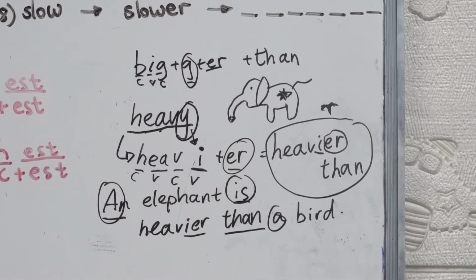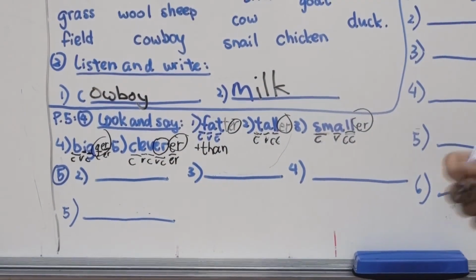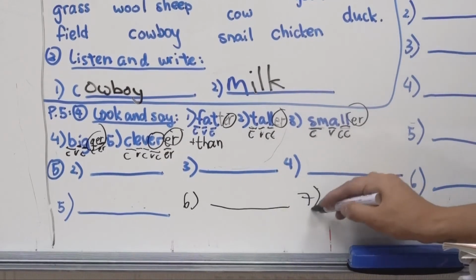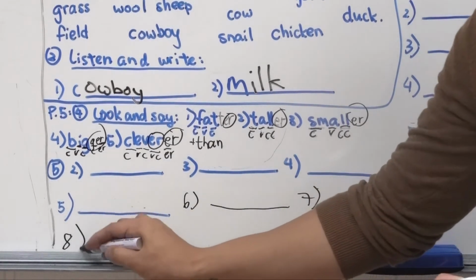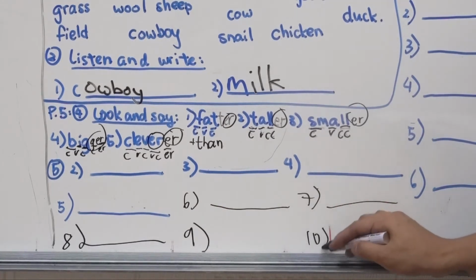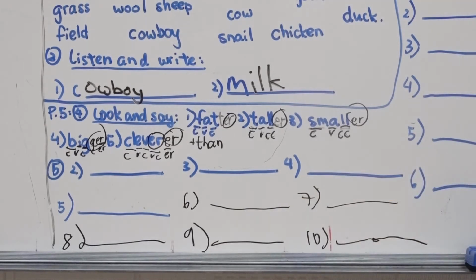Alright, so now that we know how to change words ending in Y to add I and then put ER, we will do this part together, okay? Over here, part 5, we have 10 questions. I didn't see the other side. So 5, 6, 7, 8, 9, and 10. Number 1 has been done for you. The first one is tall becomes taller.